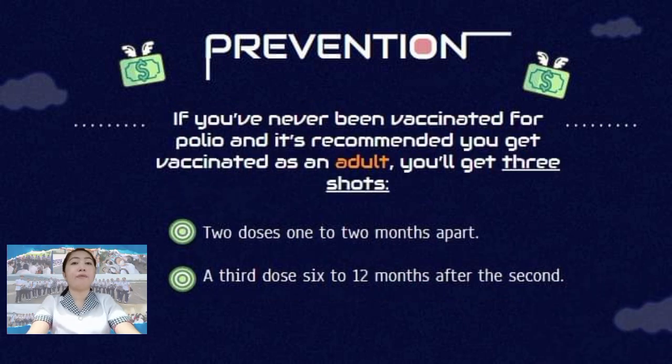So if you've never been vaccinated for polio and it's recommended that you get vaccinated as an adult, you'll get three shots. First is two doses, 1 to 2 months apart. Then the third dose is 6 to 12 months after the second.